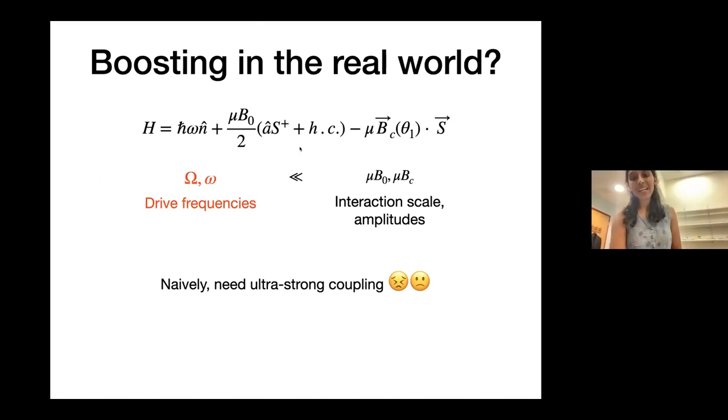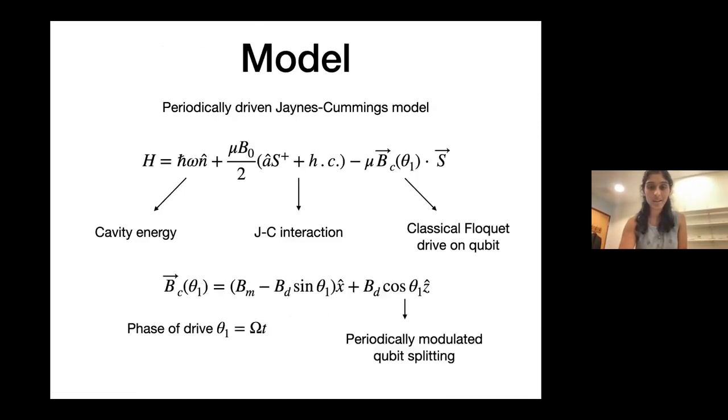So this is the model. Maybe I'll go up to where you can also see the classical drive, right? It's a Jaynes-Cummings type model with a special drive, a classical drive on the qubit. And we're in a regime that's not usual for Jaynes-Cummings type models, which is that we want the frequency of the cavity and the drive to be the smallest scales in the problem.